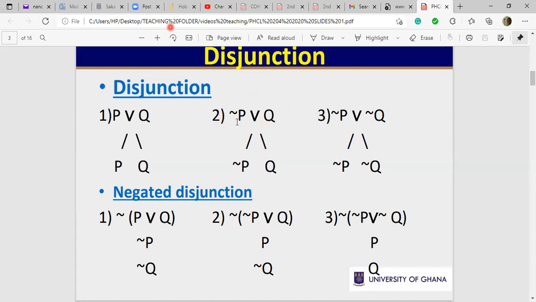Negated. Let me go through. I want to call those who haven't had the opportunity. First, Abigail Boatima. What's the antecedent of this formula on the screen now? Negated antecedent. No, what is the antecedent here? That is not correct too, my dear. Don't worry. Let's hear someone else.